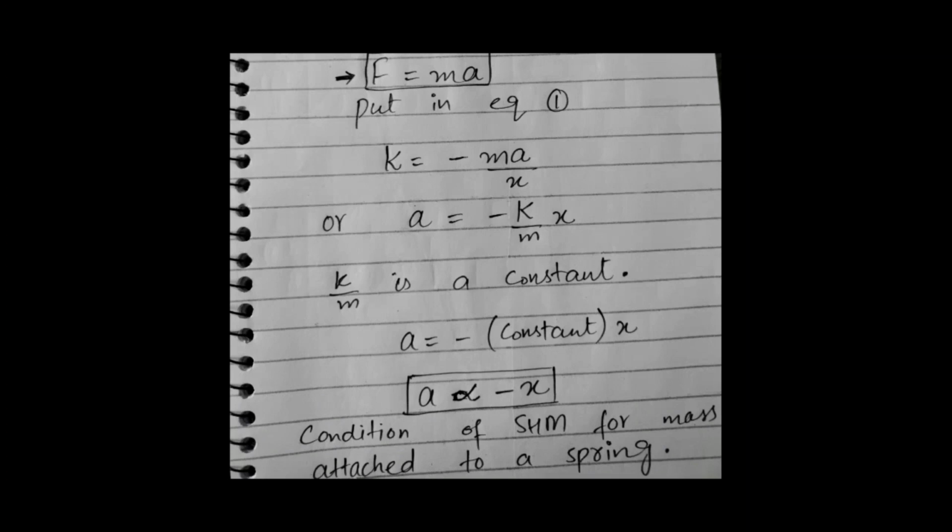Constant and equal sign is present in the proportionality sign. This is the condition of simple harmonic motion for a mass attached to a spring. So this shows that the mass m is attached to a spring on a horizontal frictionless surface, so that there is no opposition, no resistance to the motion of the mass. So this is the condition that this motion is simple harmonic motion.